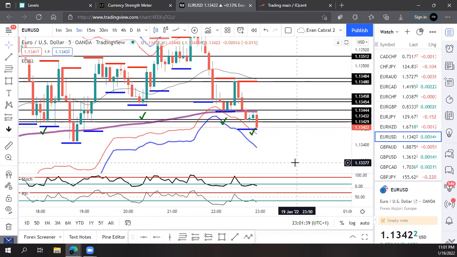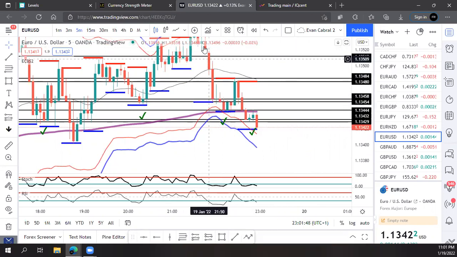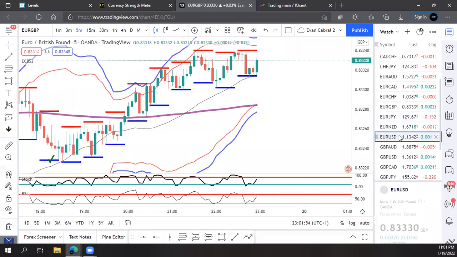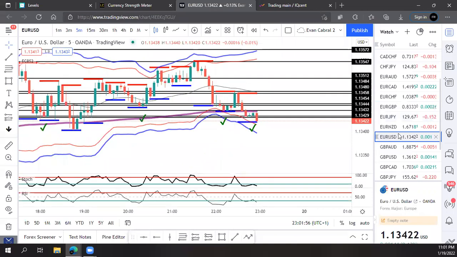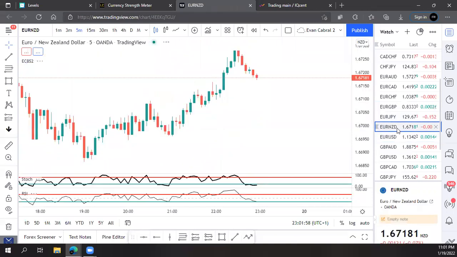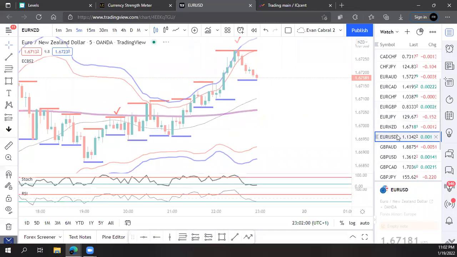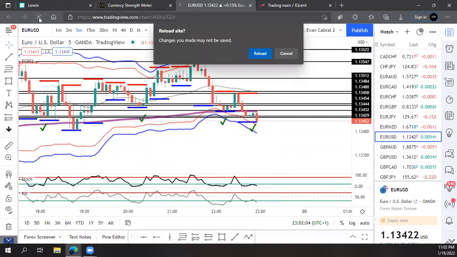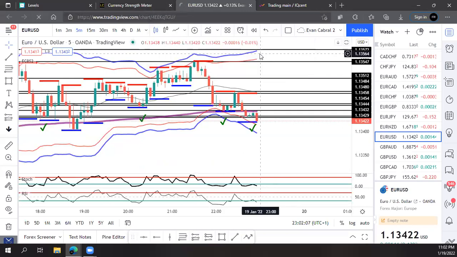Now, if you're supposed to be selling, you're supposed to have at least four confirmations for a sell. Your second currency is supposed to be stronger than the first currency. I don't know why this is hanging. Let me see if I can refresh. Let me see what's going to happen.